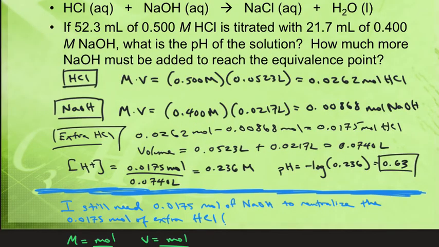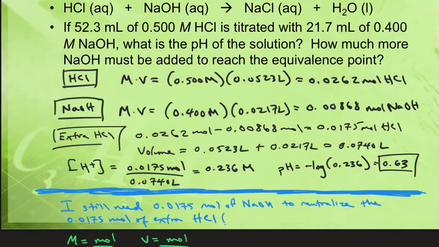Okay, and then we also need to answer the second question: how much more sodium hydroxide must be added to reach the equivalence point? That would be to neutralize it, right, to have a pH of 7. Well, I said a moment ago I had extra HCl. I had 0.0175 moles of extra HCl after we subtracted these two numbers. That's extra acid. To get rid of it completely, I would need the equivalent amount of base, which is a 1-to-1 ratio, so I would need the exact same moles of base, right? I still need 0.0175 moles of NaOH to neutralize the 0.0175 moles of extra HCl.